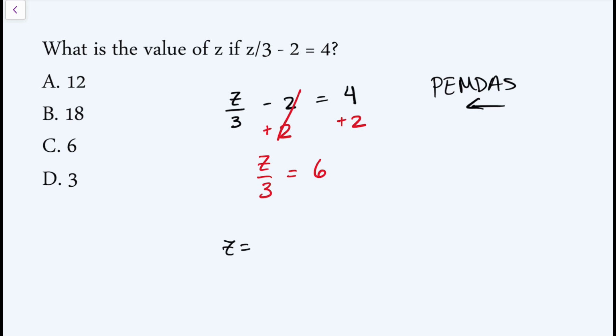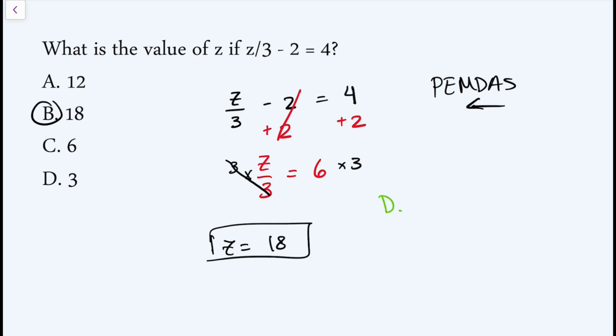Okay, now what? z now says, I'm being divided by 3, but I need to get rid of this guest. How do I do that? Since 3 is the dividing factor here, we're going to multiply by 3. And then what we end up seeing is that 3 divided by 3 cancels out, because 3 over 3 is 1. And what we do to one side, we do to the other. So z is equal to 18.